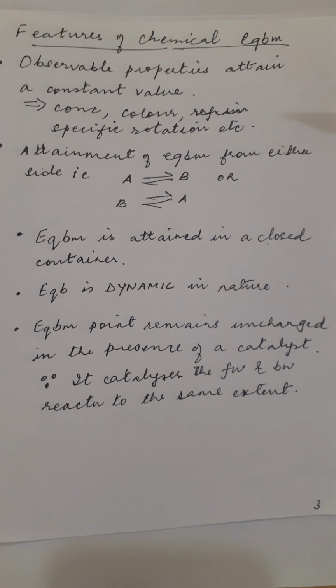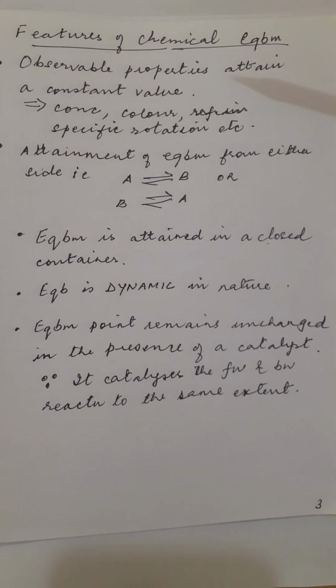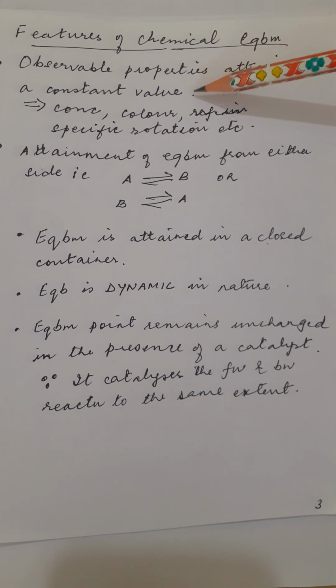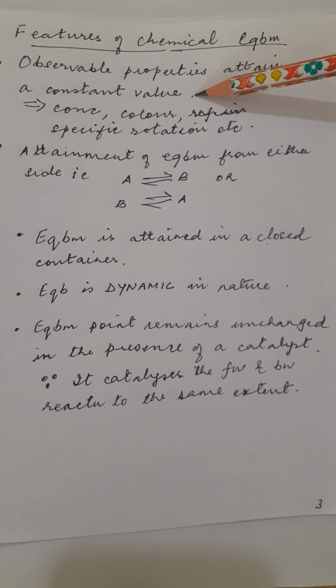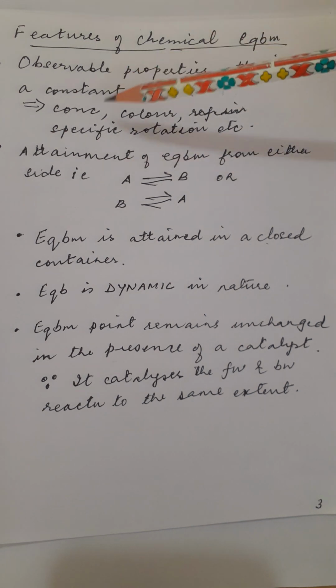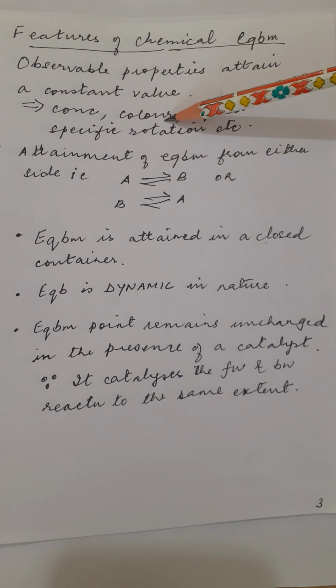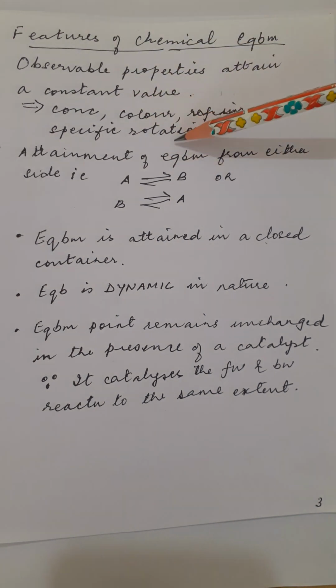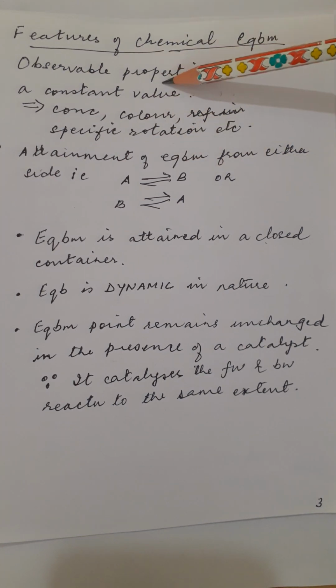Some features of chemical equilibrium. As I just discussed, observable properties will attain a constant value because our components have become constant. So any property which their amounts may decide would also attain a constant value, like we talked of concentration, color, or specific rotation, or any other observable property.